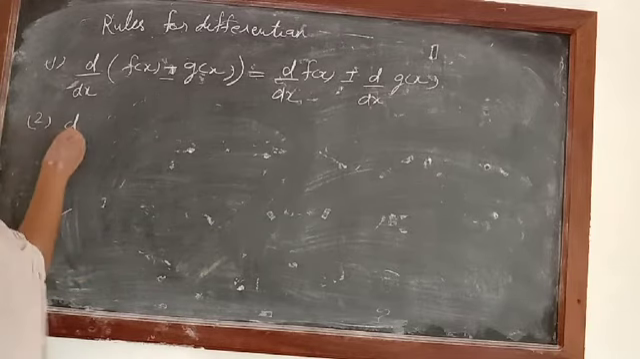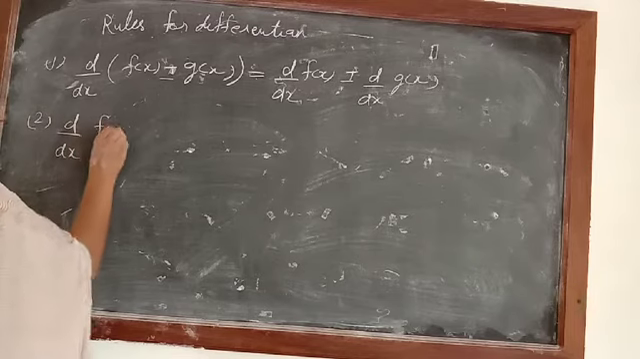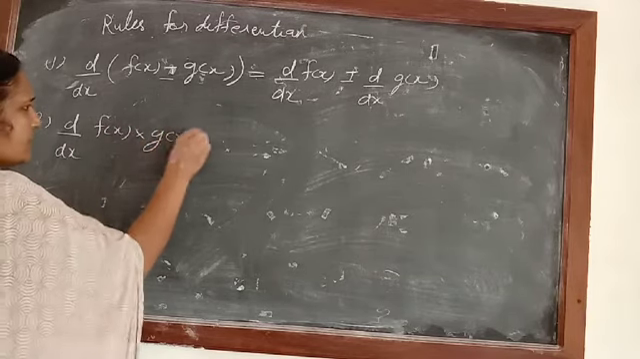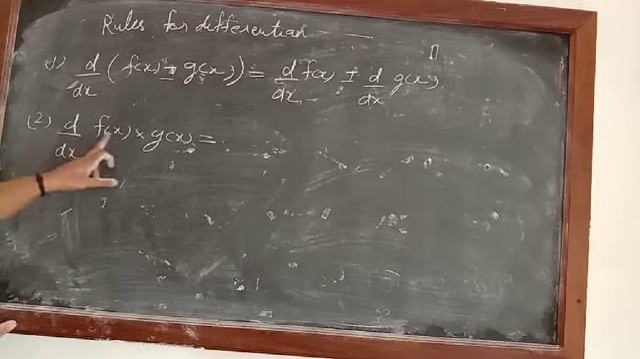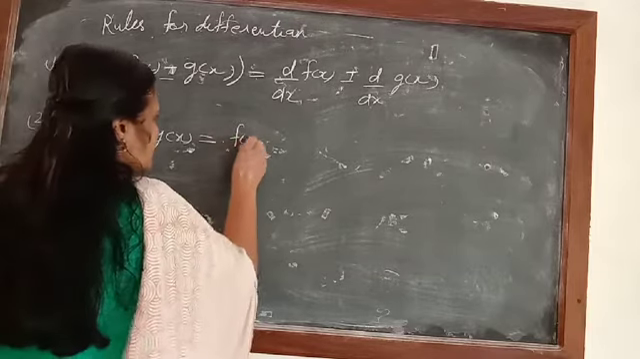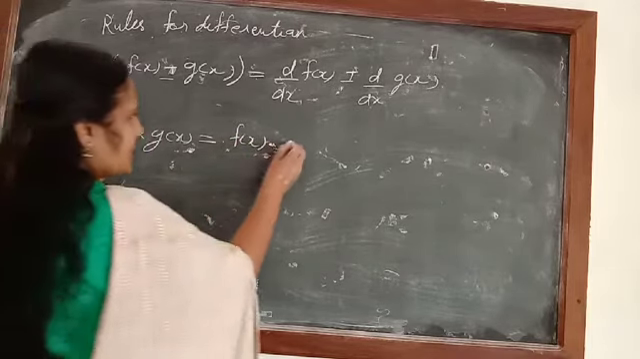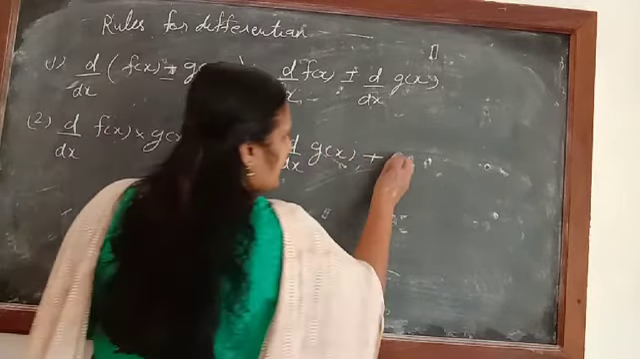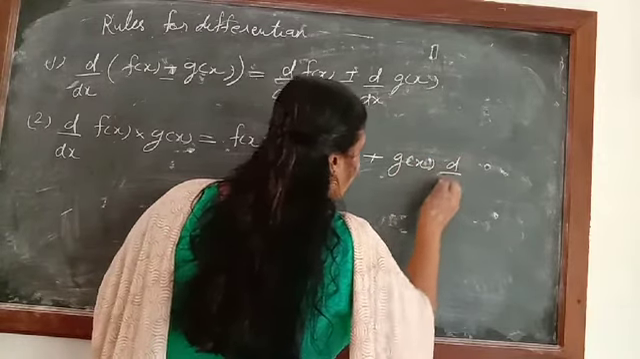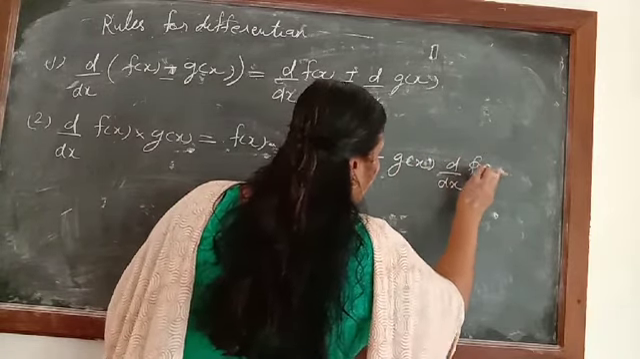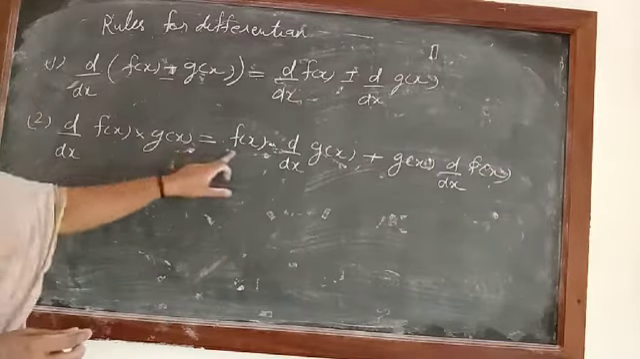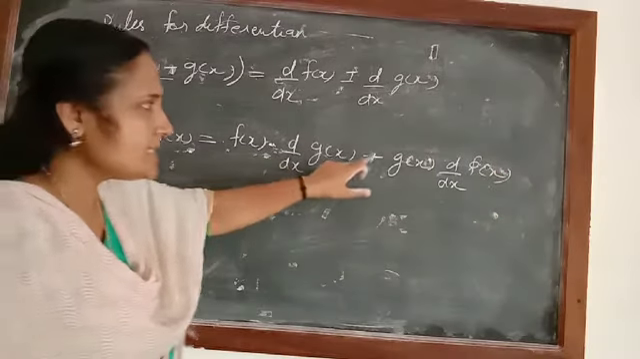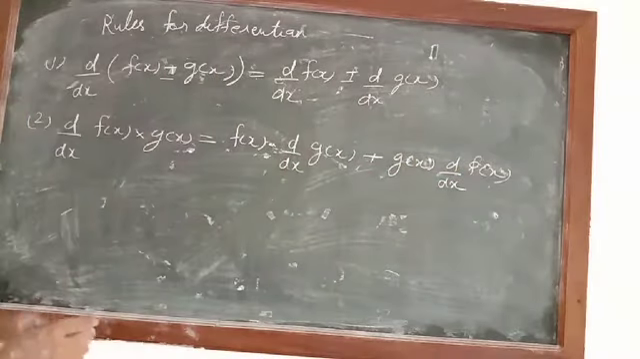Then the second one is d by dx of f of x into g of x. Means if two functions are there, both should be functions of x, and they are in multiplication in differentiation, how will we do it? We will write down the first function as it is: first function into differentiation of second function, plus second function into differentiation of first function. First into differentiation of second plus second into differentiation of first.